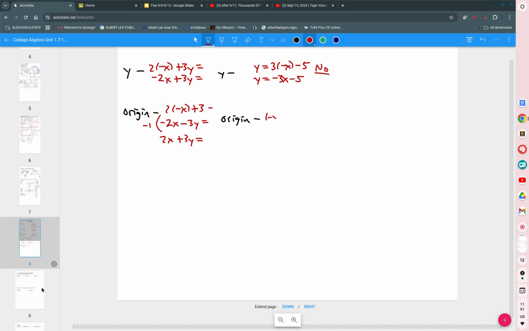He's got negative y is equal to 3 times negative x minus 5. So we work through those negatives. We get negative y is equal to negative 3x minus 5. That is not the same. But what if we multiply through by negative 1? Is it now the same? No. Ben, you're correct. No symmetry at all.